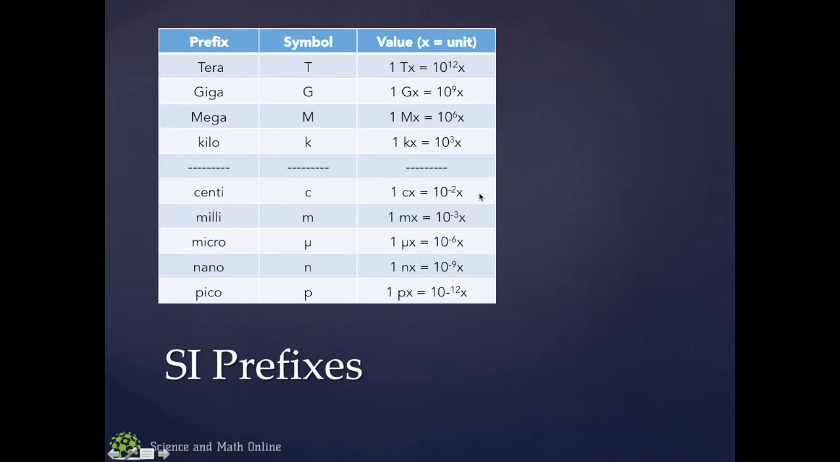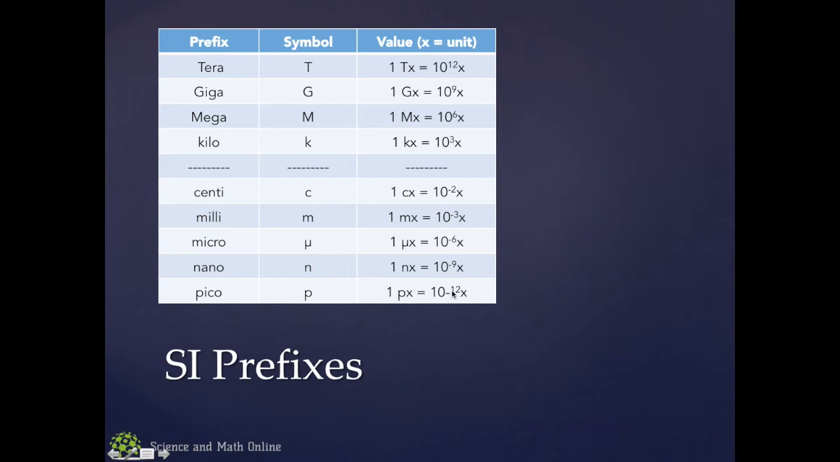Okay, and so we can change those around. You do need to memorize these. I've had various people try to come up with some way of memorizing these in order. But notice they go by threes, with one exception, centi. And so centi is 2. Then it goes by threes again.